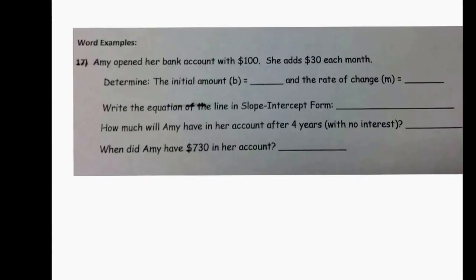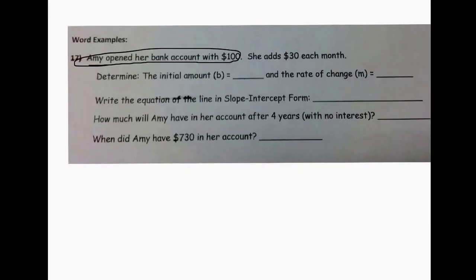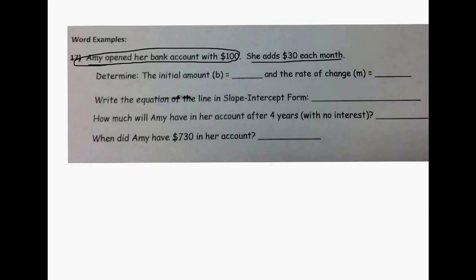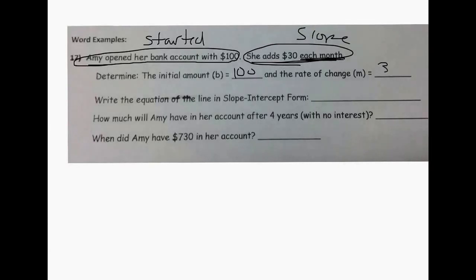One last word problem to kind of finish it off. Amy opened her bank account with 100. She adds 30 each month. So we're always looking for a starting amount or initial amount. So this is what she started with. So that's our b. She's adding this each month. So that sounds like a slope to me because they're doing it each month. So that's our 30. We go to write our equation. y equals 30x because that's our m plus 100. That's our b.